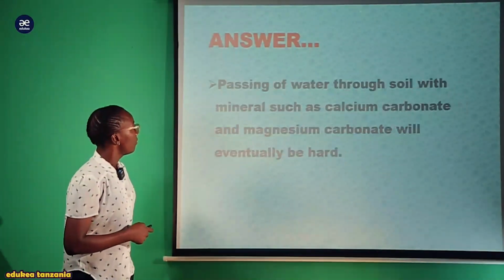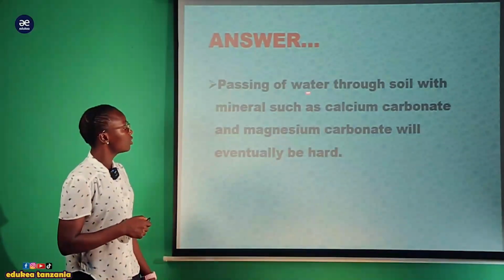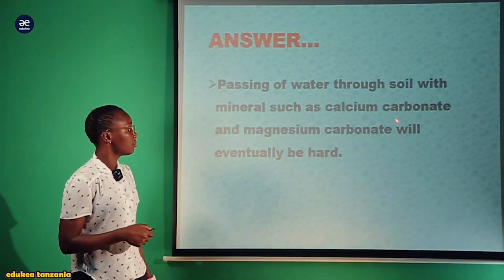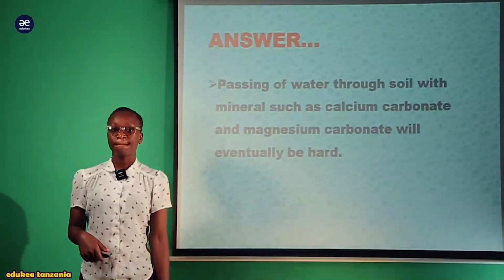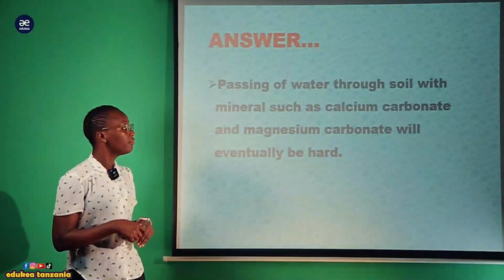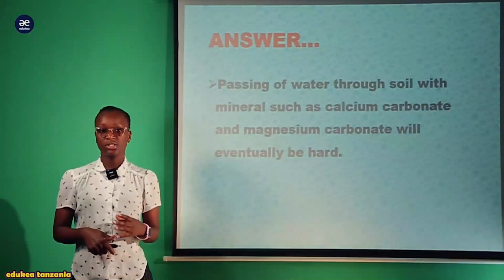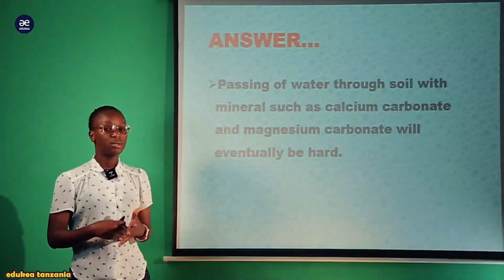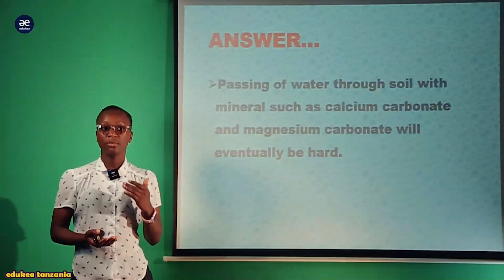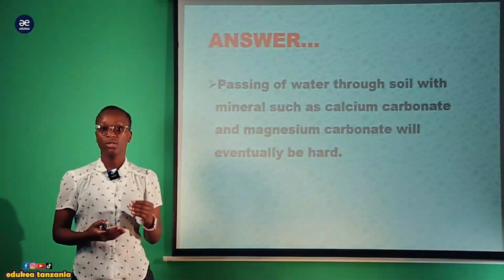But another factor or another cause of hardness is the passing of water through soil with minerals such as calcium carbonate and magnesium carbonate, which will eventually be hard. Simply because we know the hardness is influenced by this element, calcium of the carbonate or the calcium of sulfate, but also magnesium of carbonate or magnesium of sulfate. So once this calcium of carbonate and the magnesium of carbonate or the calcium of sulfate and the magnesium of sulfate is passing through the water, hence it will influence or cause the hardness.